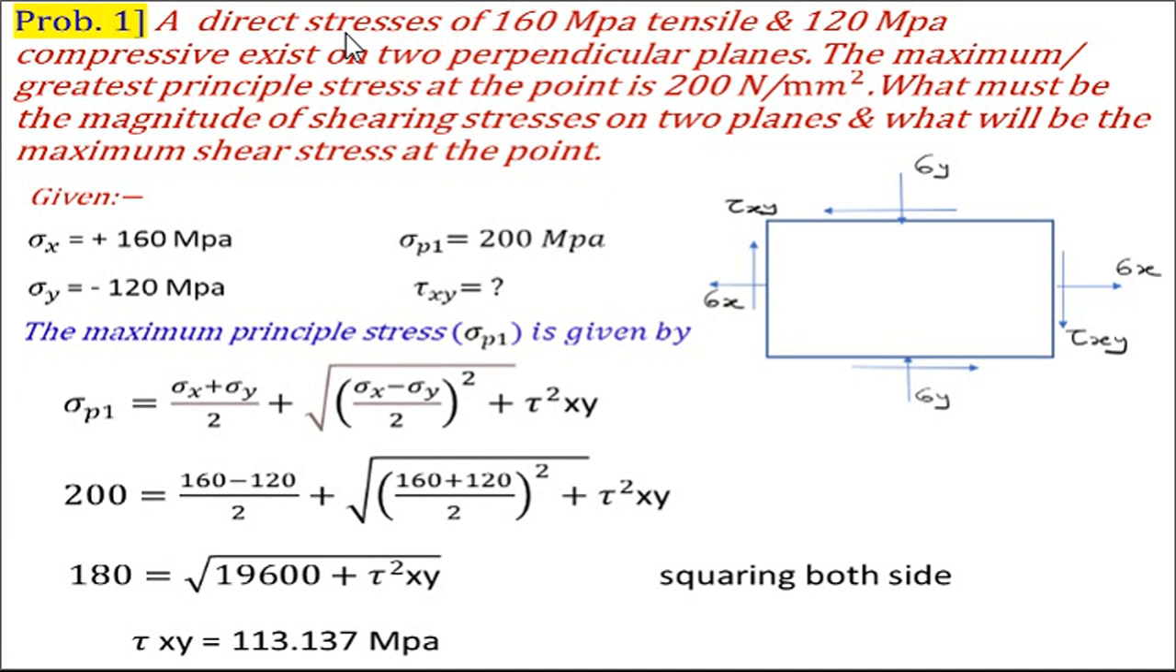So let us put in the values given in the problem. 200 for the principal stress, sigma x value is 160, sigma y value is minus 120, and the only unknown is tau xy, the shear stress along the xy plane. If you put in all the values and solve this relation, you will get the value of tau xy as 113.137 MPa. So this is the shear stress along the xy plane. As we know, tau xy is equal to tau yx, so this tau xy is the same for the planes on the x plane and on the y plane.